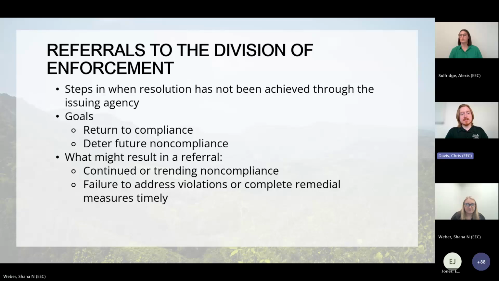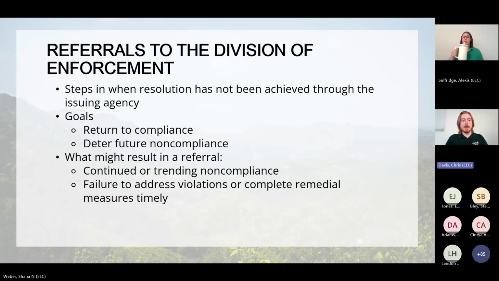Appreciate that, y'all. Getting into our next section here, referrals to the Division of Enforcement. When resolution is not achieved through the issuing agency, or the remedial measures are not addressed, the case will usually get referred up to us, the Civil Enforcement Branch. That's where we're out of. Our two main goals here are returning everything to compliance and deterring future non-compliance. Those are the two main goals that we always try to achieve.